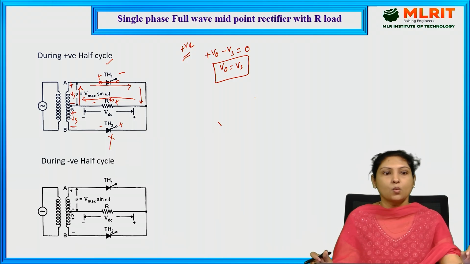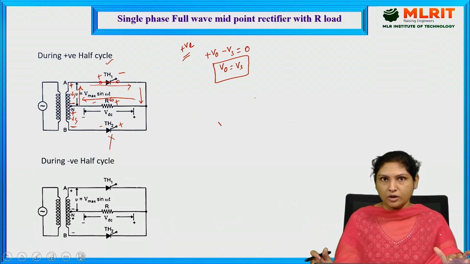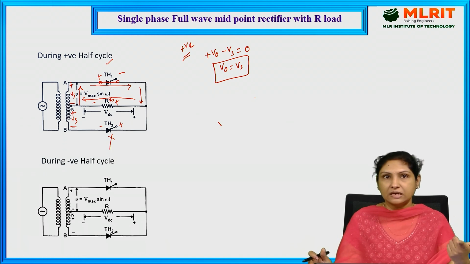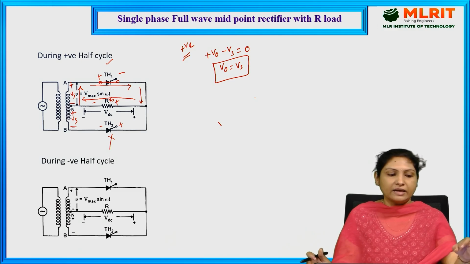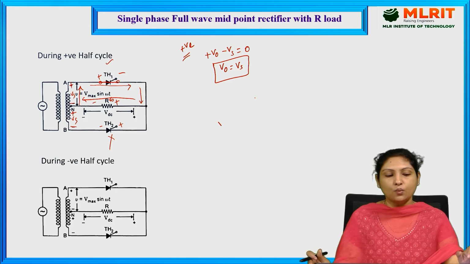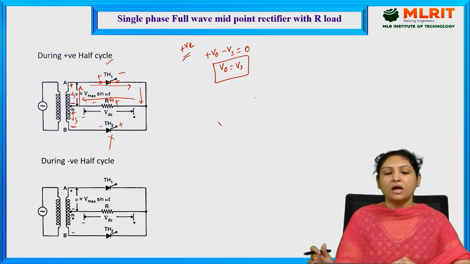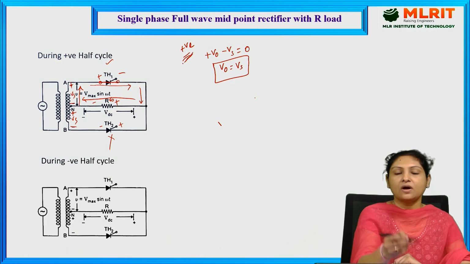That means when the anode is positive with respect to the cathode, the thyristor is forward biased, and the moment we provide the triggering pulse, it is short circuited and it conducts current through the load. At that instant, whatever supply voltage we are feeding will appear across the load, and that is how V0 is equal to Vs during the positive half cycle.